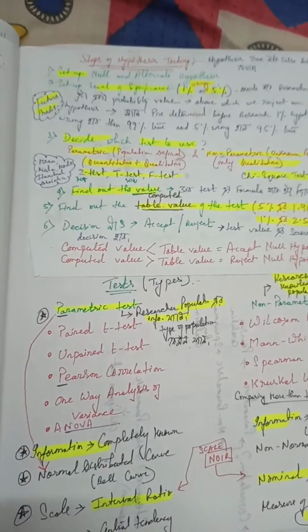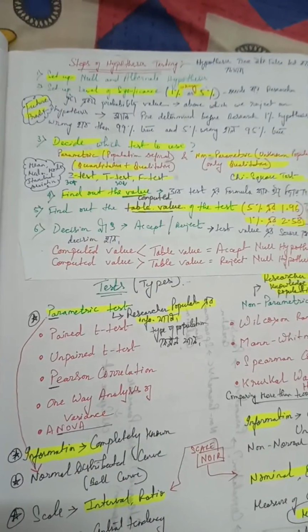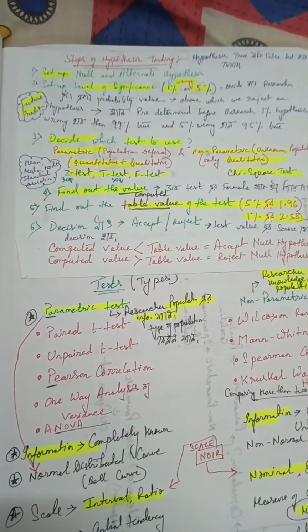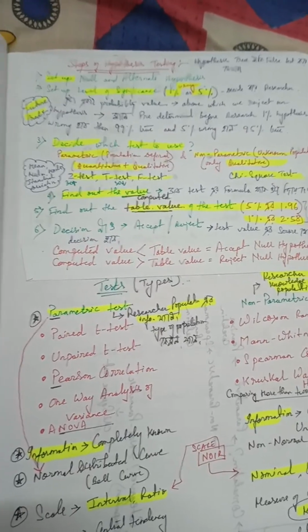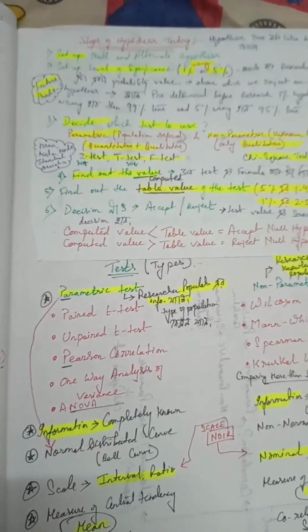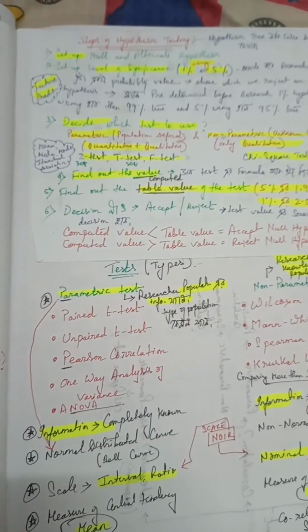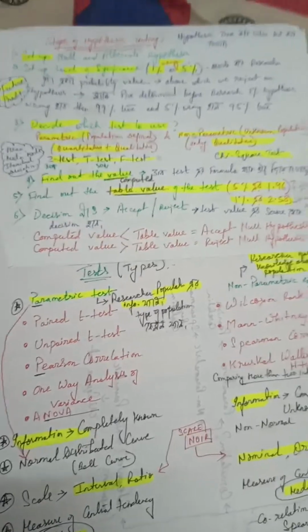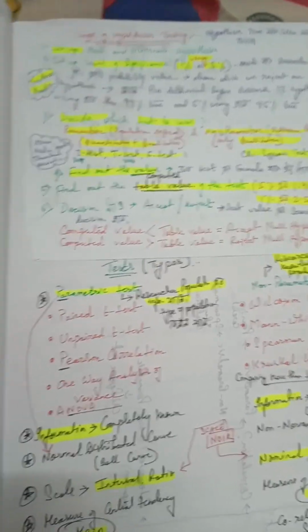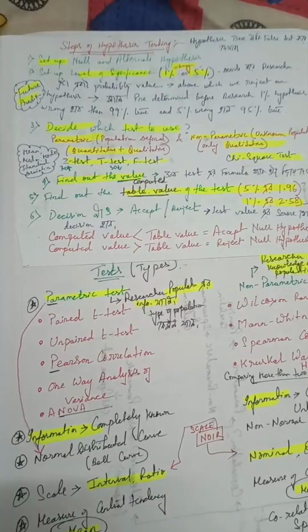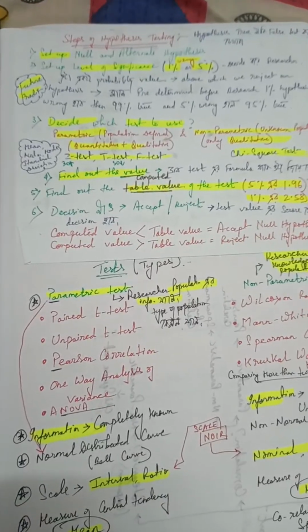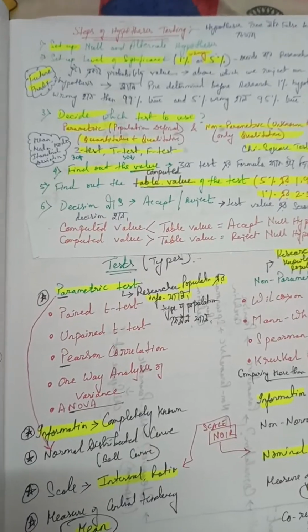Then comes the parametric and non-parametric part. Non-parametric, as I have discussed, only chi-square test. There are certain other tests as well, but this note is purely based on previous year questions. These are keyword based notes. And for parametric tests, we have Z test, T test, F test. Now the question comes, when to use Z test, when to use T test, when to use F test.